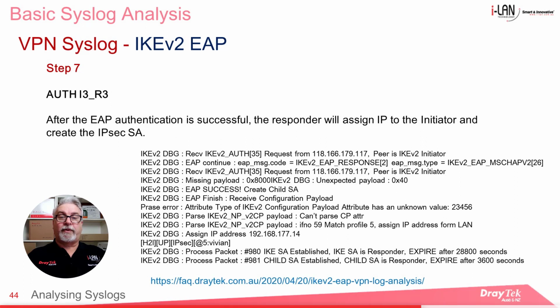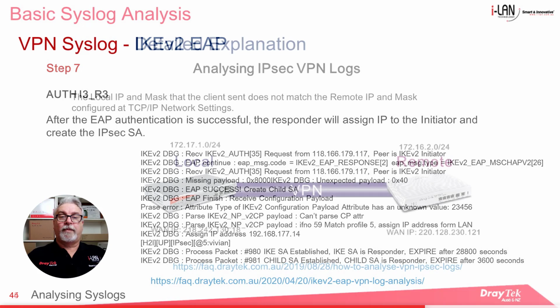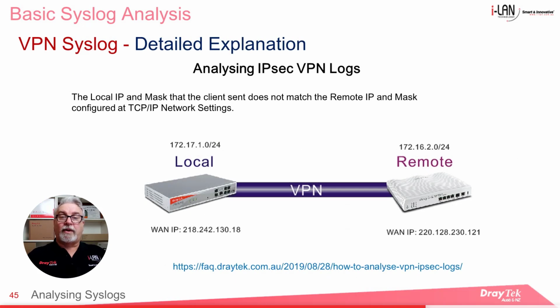In the final step of authentication, if EAP authentication is successful, the responder will then assign an IP address to the initiator and establish the IPsec VPN tunnel. More details on how to analyze IPsec VPN logs is available in the application note in the link shown here, which will be in the description below.